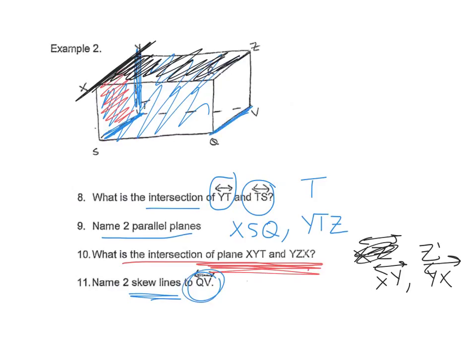And the last one, name two skew lines to QV. So QV is right here. So skew has to be non-coplanar and doesn't intersect. So I'm going to do this line, which is XS, and this line right here, which is YT.